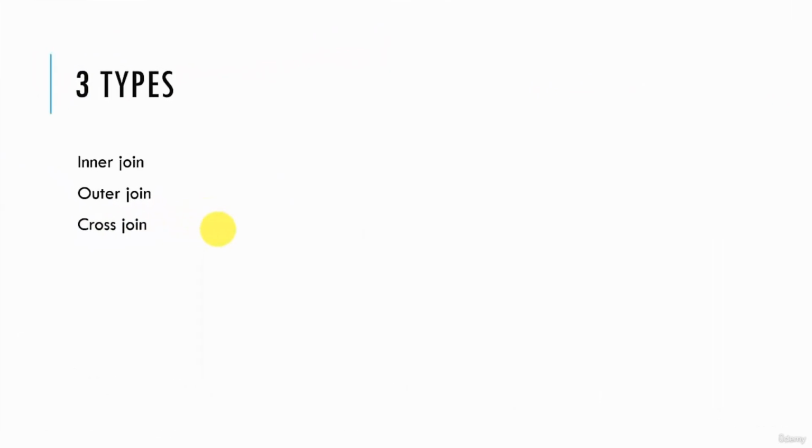We'll look at some visual examples, and then what we'll do is we will take our AdventureWorks database and actually write some queries, so you can get to see in the real world how this happens. All right, so mainly there are 3 types of joins. One is an inner join, next is an outer join, and third is a cross join. Let's look at them one by one.